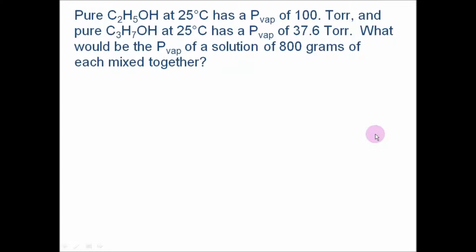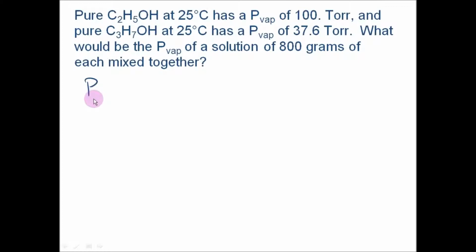Let's take pure methanol at 25 degrees Celsius, which has a vapor pressure of 100 torr, and pure propanol, which has a vapor pressure at 25 degrees Celsius of 37.6 torr. And let's mix these two. All right. If we take 800 grams of each solution, mix it, what would be the vapor pressure of our solution if it was an ideal solution? So we want to find the total pressure by adding these two partial pressures.